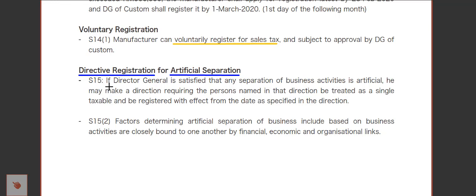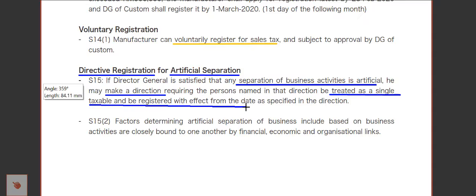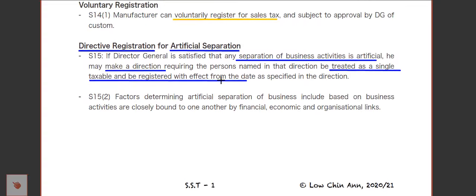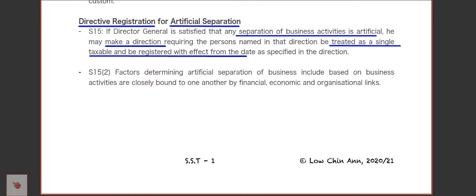Now, if you read the law, it says that if the Director General is satisfied that there's any separation of business activity which is artificial, he may make a direction requiring the persons named in the direction to be treated as a single taxable person and then be registered from the date specified in the direction. Okay, why is that so?